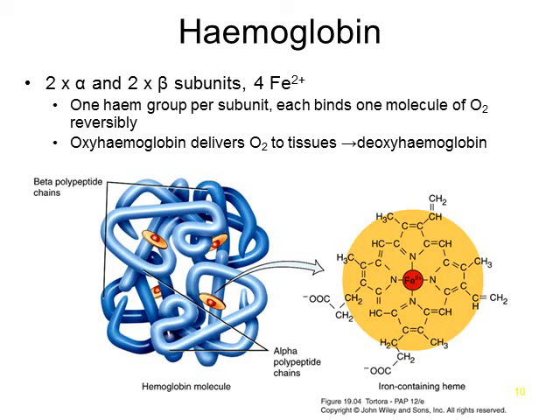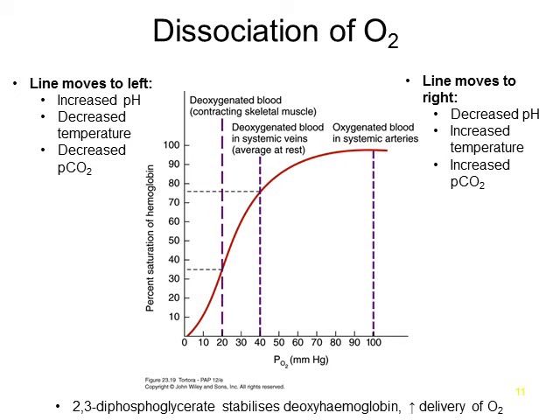Oxyhemoglobin is the name given to haemoglobin that is bound to oxygen. This takes oxygen to tissues, where the oxygen dissociates to give you deoxyhemoglobin, releasing the oxygen to where the tissues need it. It's essential to understand with blood cells how dissociation of oxygen differs depending on the physiological parameters.